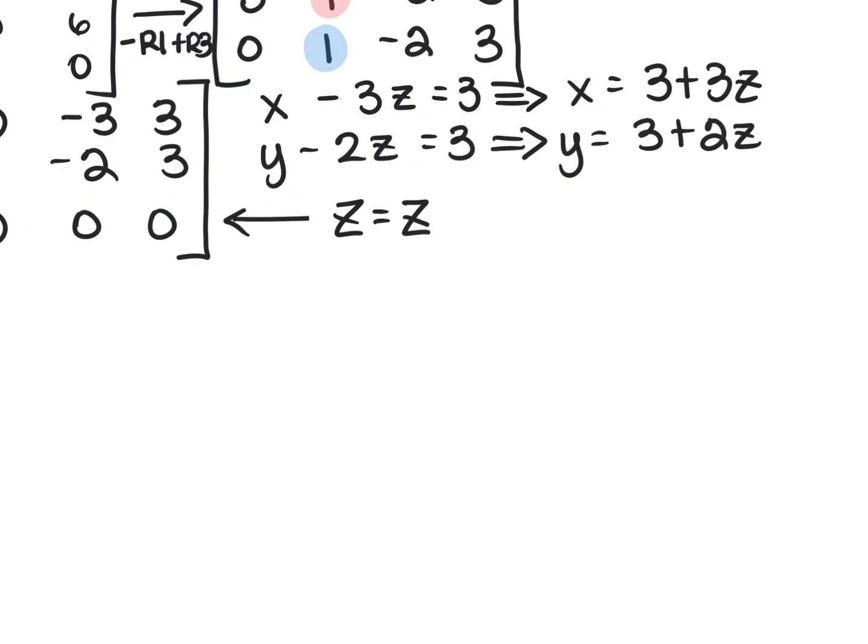So as you write this one in, this one will require an ordered triple. So your x value is 3 plus 3z.